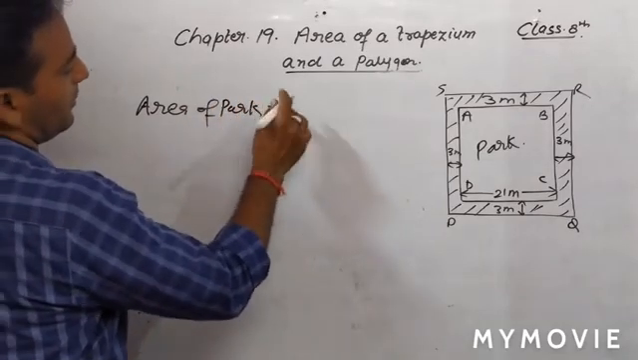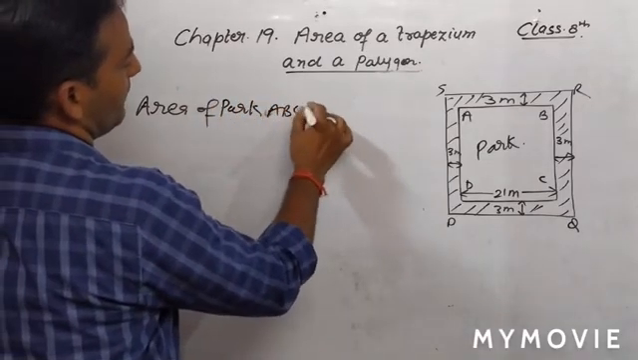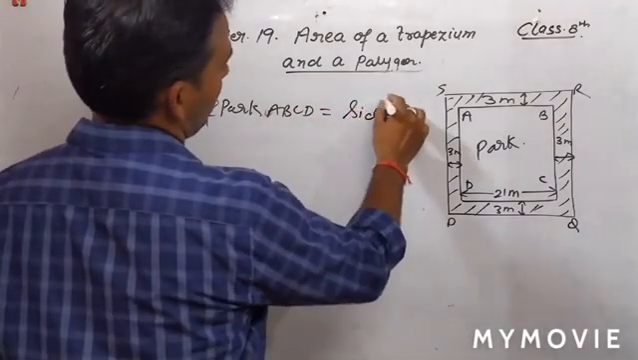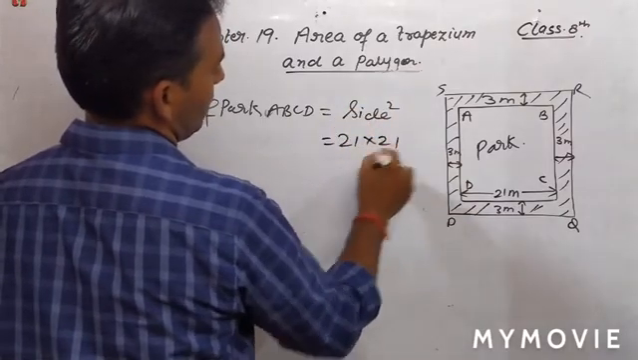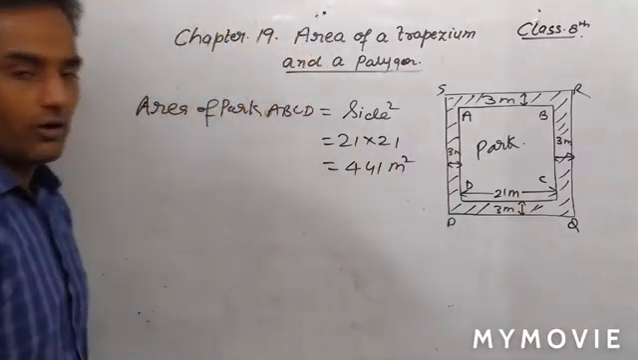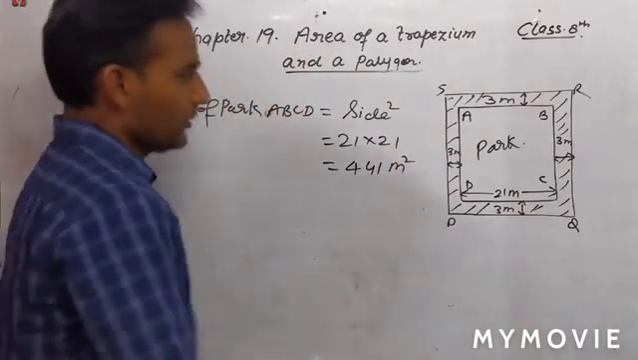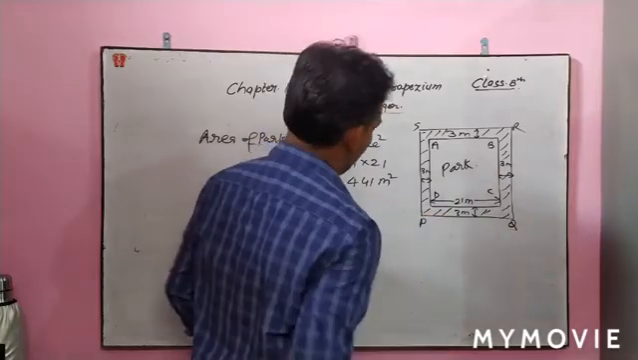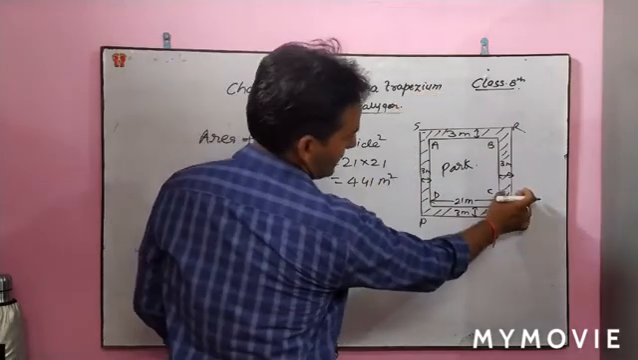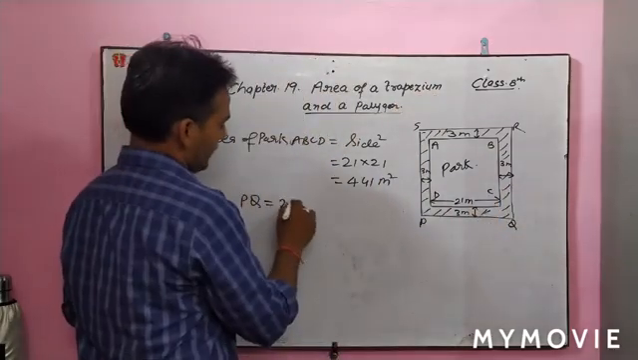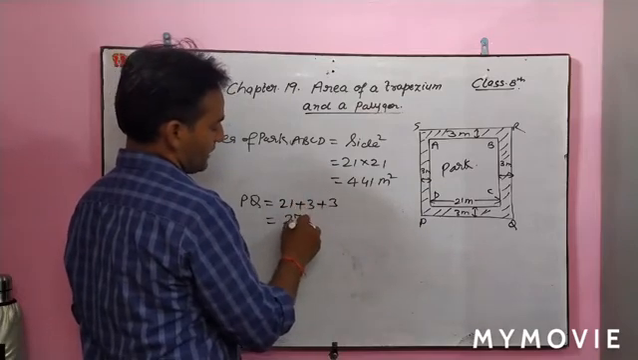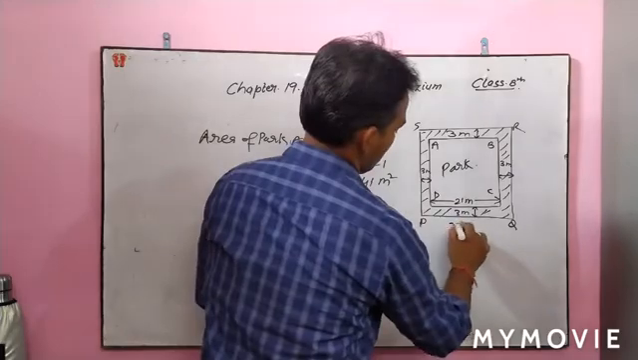So first of all, you find area of park ABCD. I have given the name ABCD, and as this is a square, area of park will be side square, that is 21 multiplied by 21. 441 meter square will be the area of the park. Now the length of PQ will be 3 meter from this side, 3 meter from this side. The side is increased. So 21 plus 3 plus 3. You will write 27 meter will be the side of this PQ.